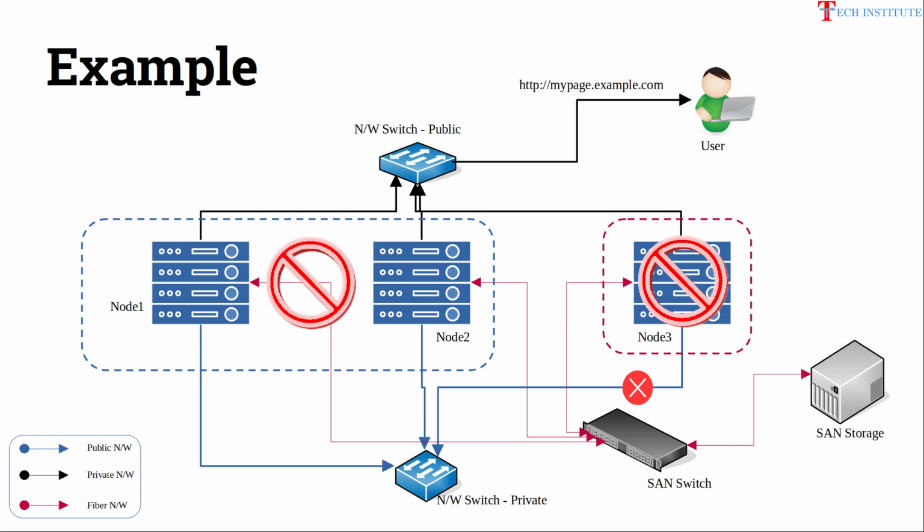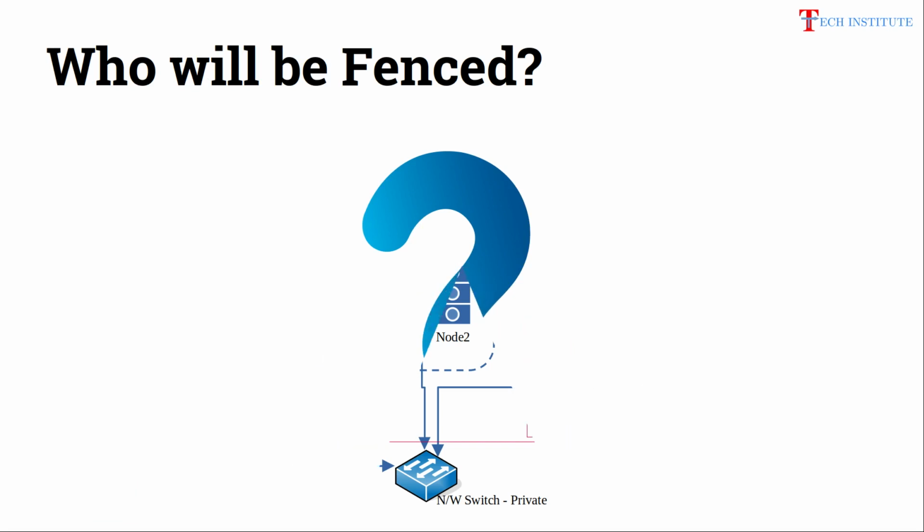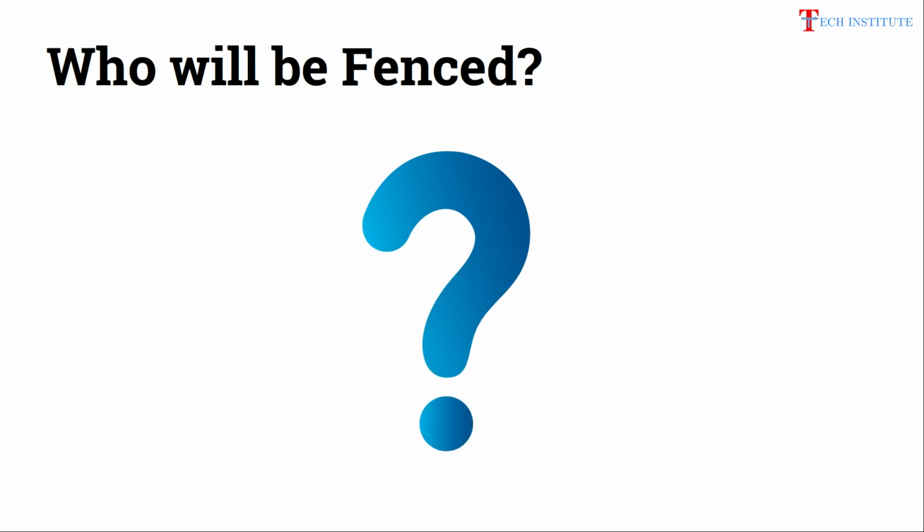So in this scenario, node 3 thinks it is the only one alive in the cluster, so it will try to take over all the resources, whereas node 1 and node 2 think node 3 is not alive, so they try to take over the resources running on node 3. So in this scenario, who will be fenced? Or how will you decide whom to fence? For that you have the answer, which is called quorum.